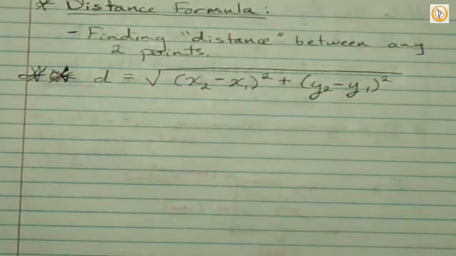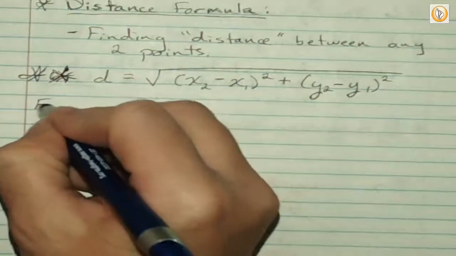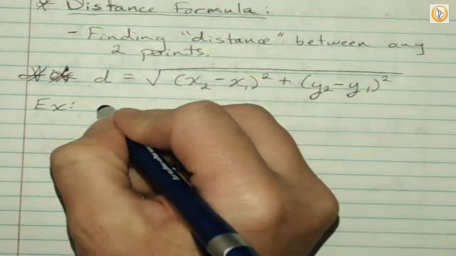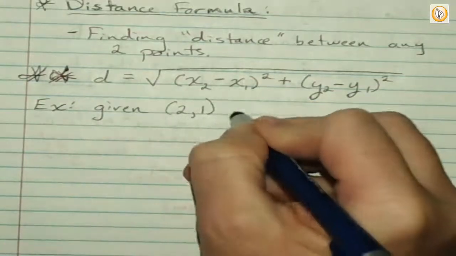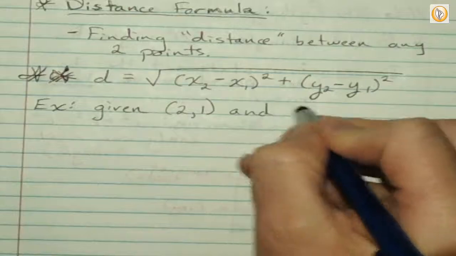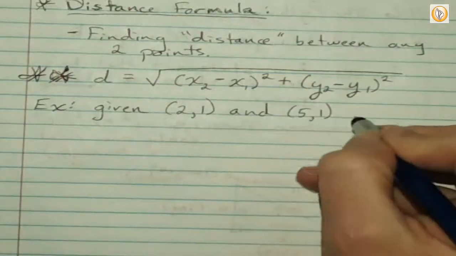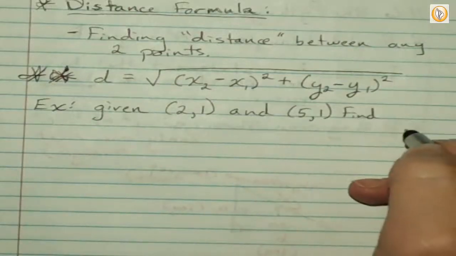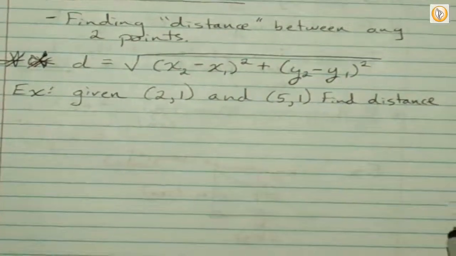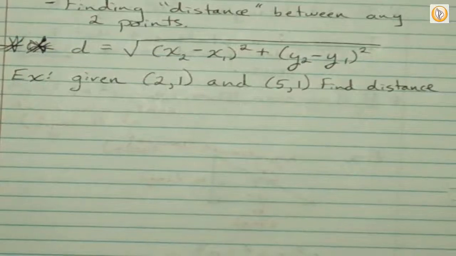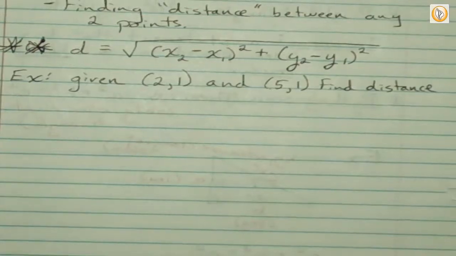All right, I got it. Here we go. Example. Let's say you're given 2, 1, that's a point, and 5, 1. Find the distance. 2, 1, and 5, 1. Yep. And you need to find the distance. Okay.